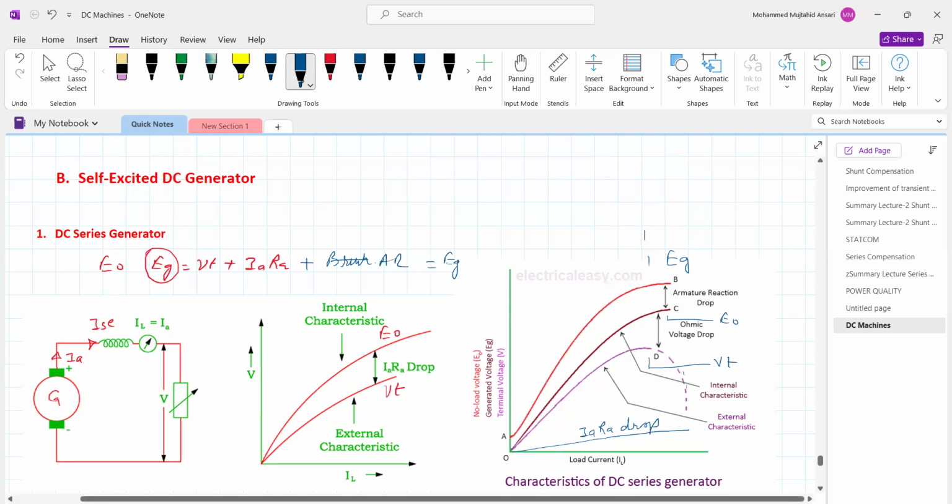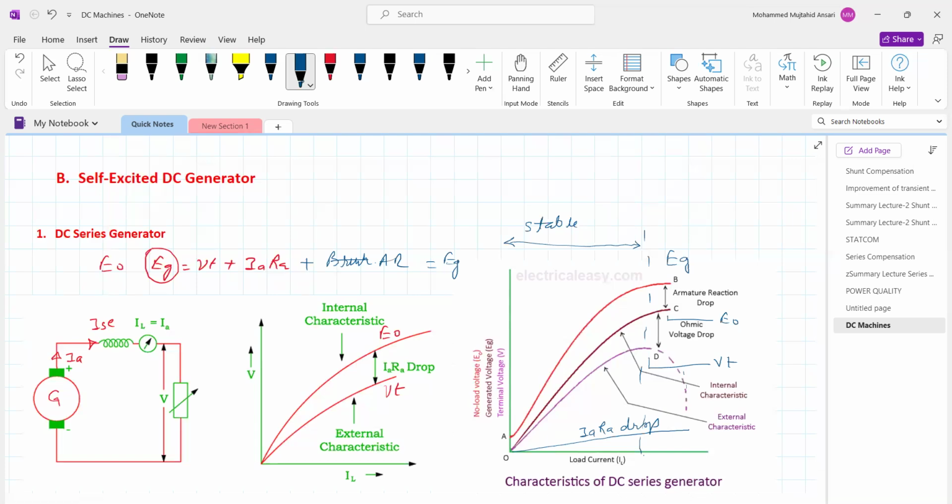So we can say that this part of the characteristic, up to this point, is a stable characteristic. It is the stable region. And if you increase the load, by which the current increases, the terminal voltage starts decreasing and the voltage collapses. So there is a voltage collapse. So this is the unstable operation of the DC series generator. So this is the internal and external characteristic of the DC series generator.